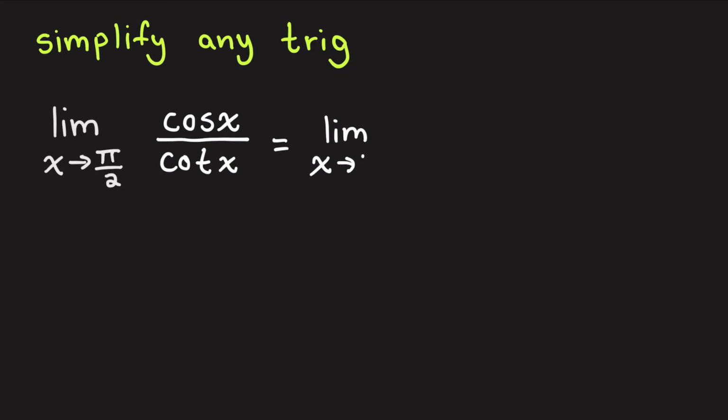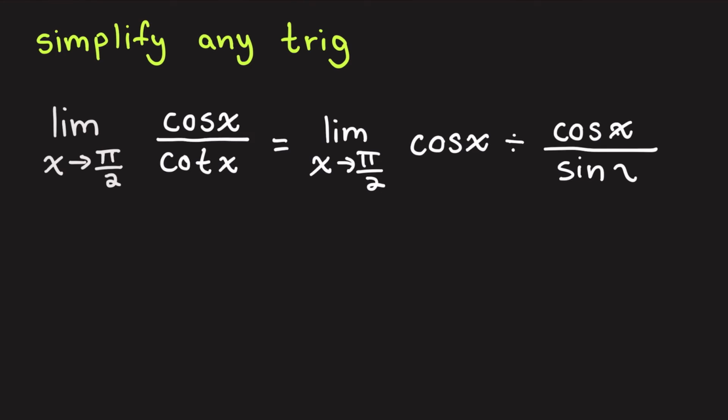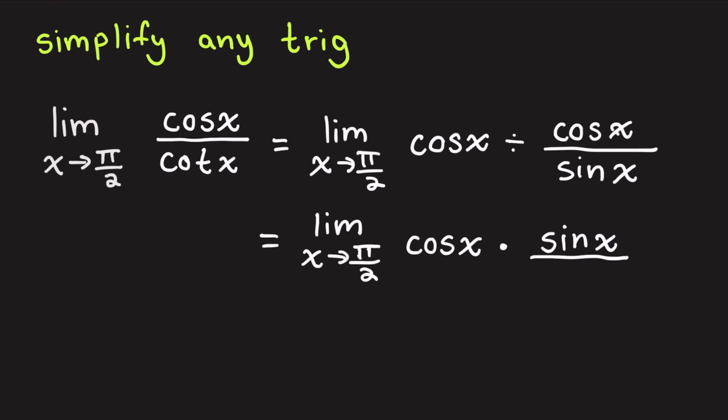We know that cotangent of x equals cosine of x over sine of x. So the function part of the limit becomes cosine of x divided by cosine of x over sine of x. To make this simpler to solve, I rewrote the function as cosine of x times the reciprocal of cotangent of x. So that becomes sine of x over cosine of x.